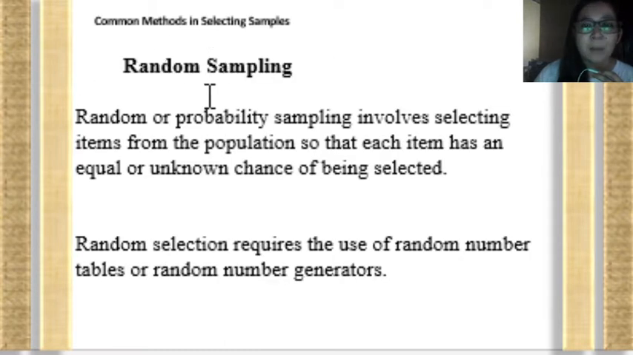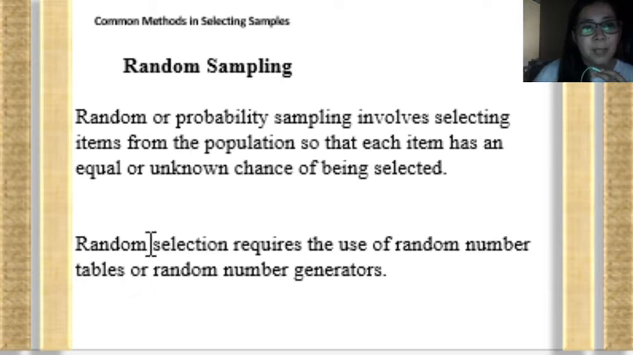For the first method, random sampling, this is also known as probability sampling. This involves selecting items from the population so that each item has an equal or a known chance of being selected, meaning every item has the chance to be selected. The auditor will use some tools to determine objectively what items to be included. But in this case, all of the items will have the chance to be selected.